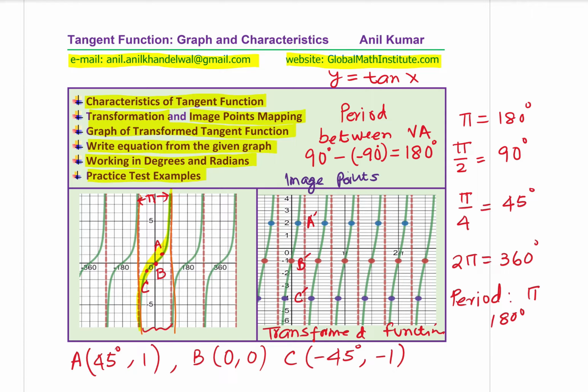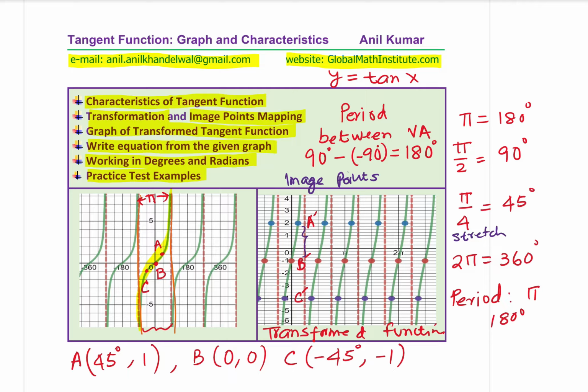Now, the distance between A and B has increased. You call this as stretch, right? So you can clearly see that the graph of the function on the right hand side is vertically stretched, right? So that is a kind of transformation which has taken place.